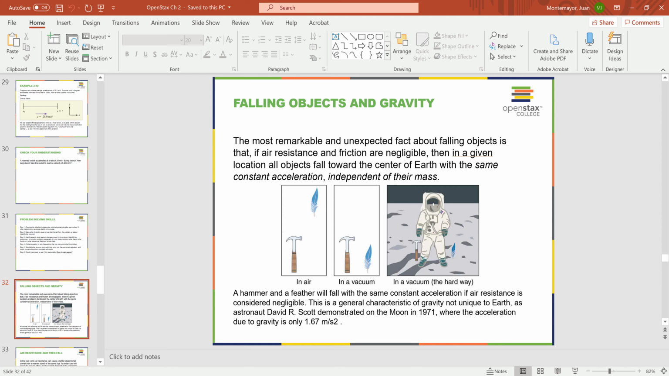Okay, so that brings us to falling objects and gravity. The most remarkable and unexpected fact about falling objects is that if air resistance and friction are negligible, then in a given location, all objects fall towards the center of the Earth with the same constant acceleration, independent of their mass. So we do know that in real life, we can't neglect air resistance and friction, but for this topic here, we're going to say that we are. So we know that in air, a hammer would fall much faster than a feather. But if we ignore air resistance and friction, we can say that, okay, well, they fall at the same time. That's what this diagram represents.